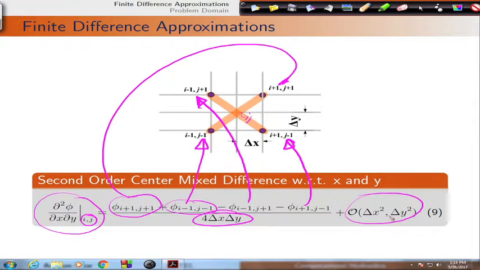So, in this case we have two independent variables and we are considering variation for both the variables. That is why we need to show this order of accuracy in terms of both the independent variables.